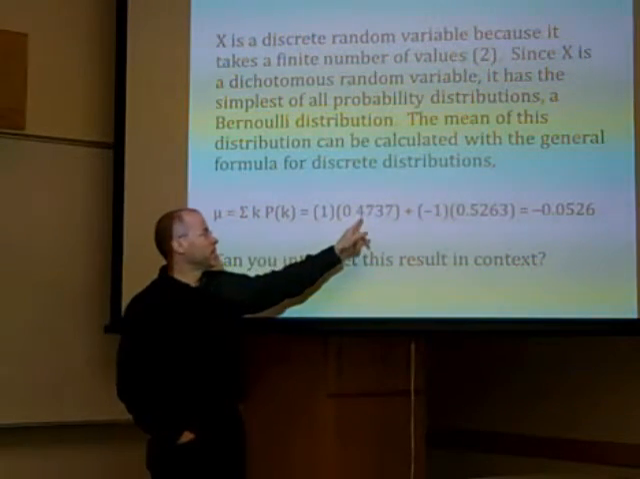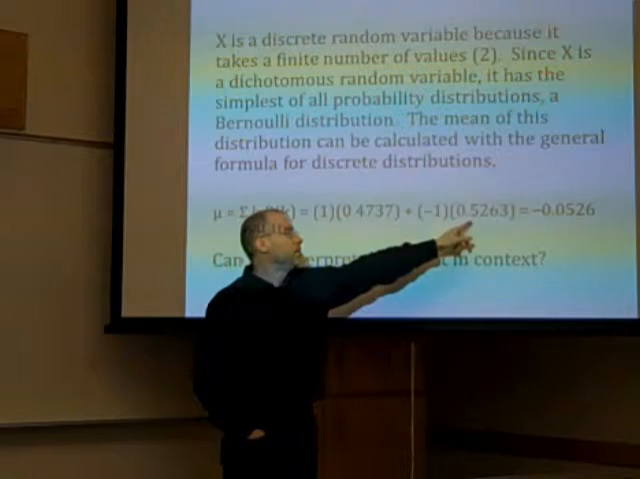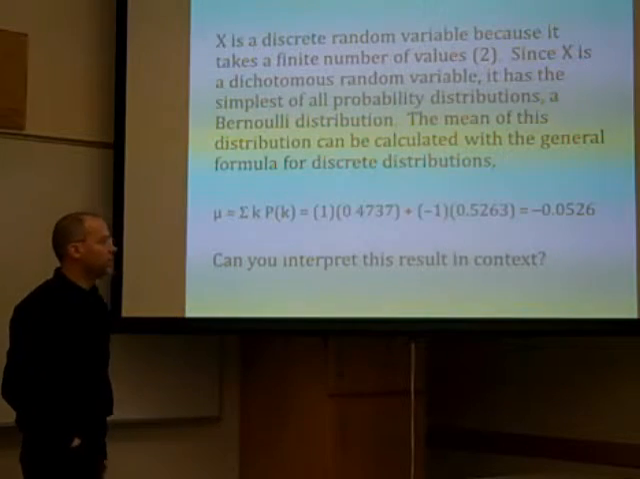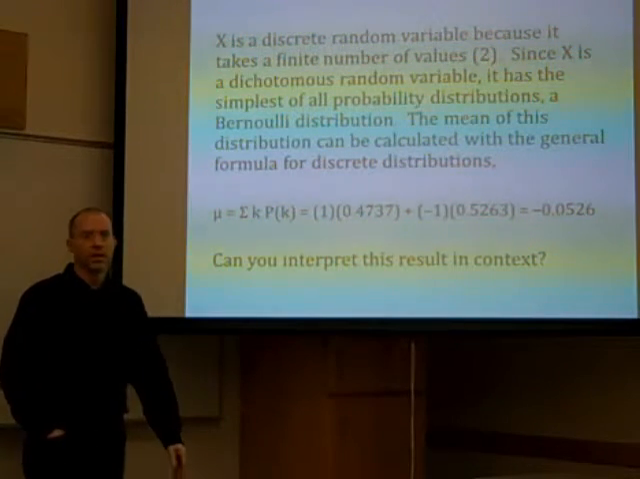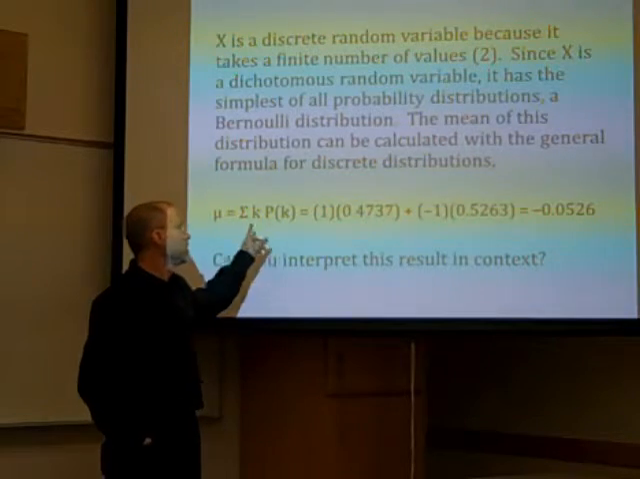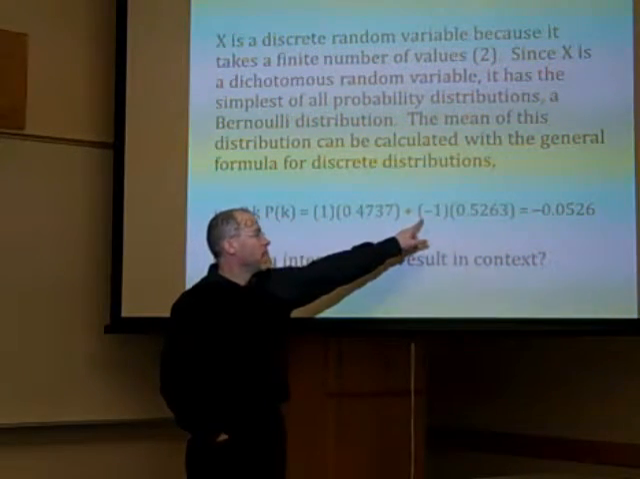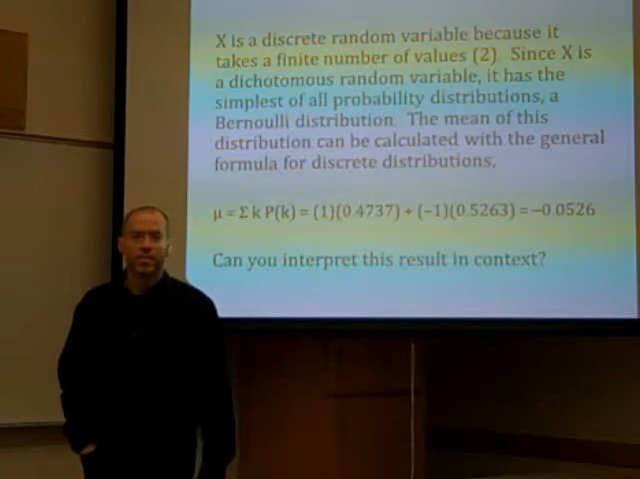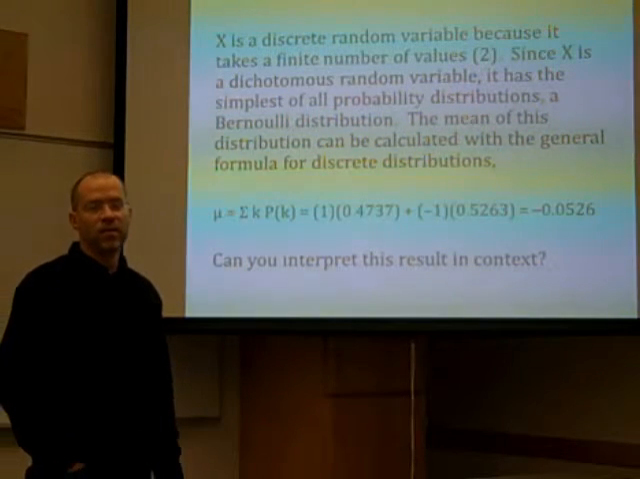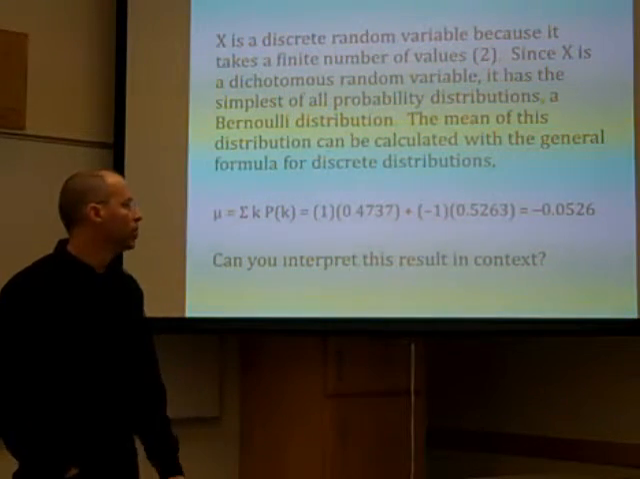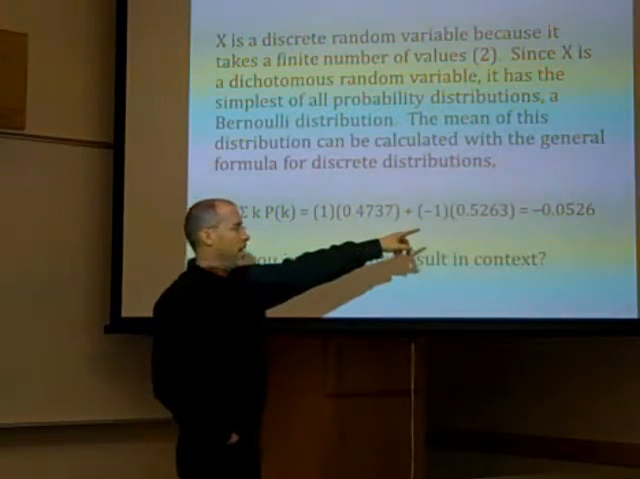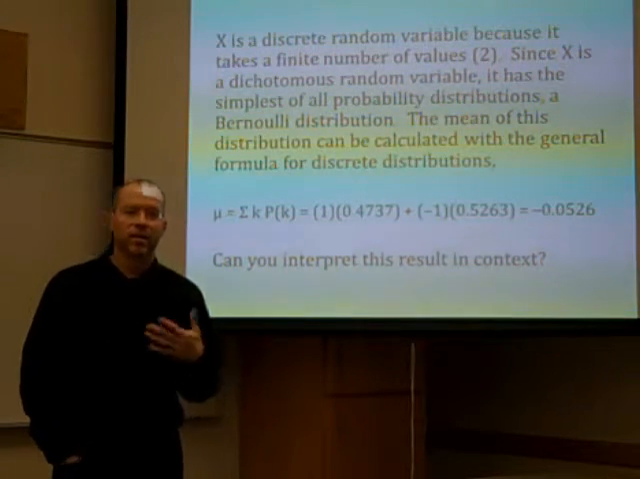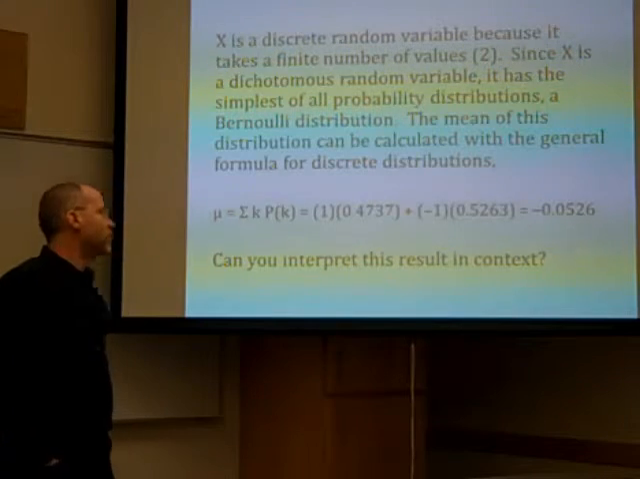So you win $1 47% of the time. You lose $1 52% of the time. If you follow the formula, the mean of that distribution is -0.0526. Can you interpret this result in context? Let's see. Helps to think units. That's really $1 and -$1. So really what this means is that in the long run, even though on every trial you either win $1 or lose $1, a gambler is going to lose about 5 cents, about a nickel, every time they bet $1 on red in roulette. That's kind of the long-term average result.